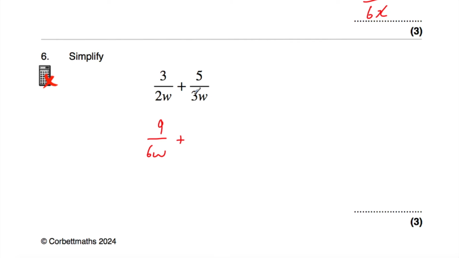And then in terms of our second fraction, let's multiply both of these by 2. So doubling 5 would be 10, and doubling 3w would be 6w. Now this is fantastic, we've now got two fractions, both with 6w on the denominator. So then, if we add them together, 9 plus 10 is 19, and then we've got over 6w. So the answer is 19 over 6w, and that's it.